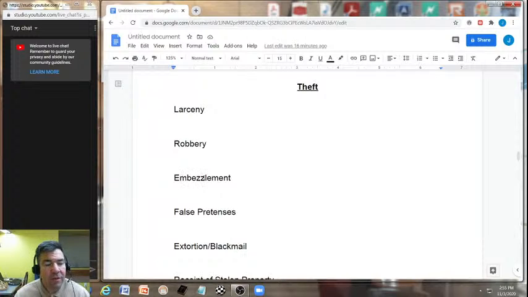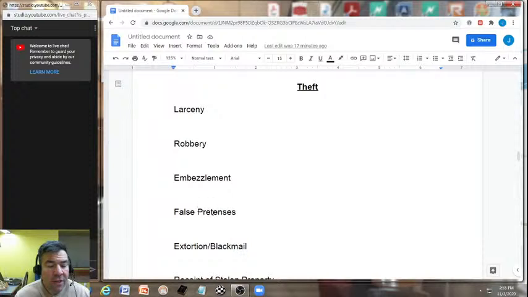Embezzlement is the taking of another's property with lawful prior possession coupled with the conversion of that property for the criminal defendant's own personal use. Okay? So embezzlement is the taking of another's property with lawful prior possession coupled with the conversion of that property for the criminal defendant's own personal use.